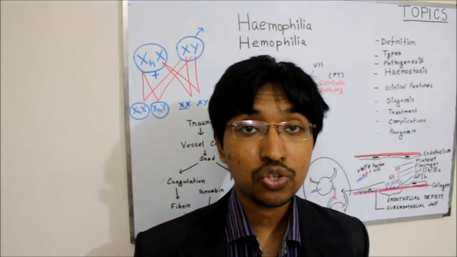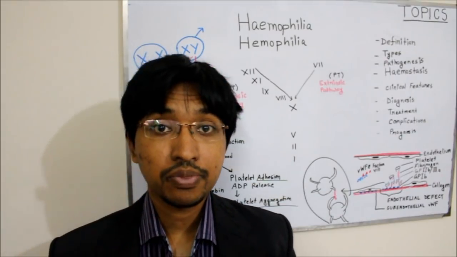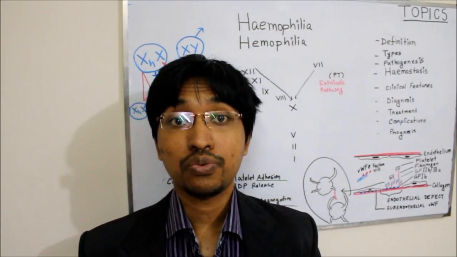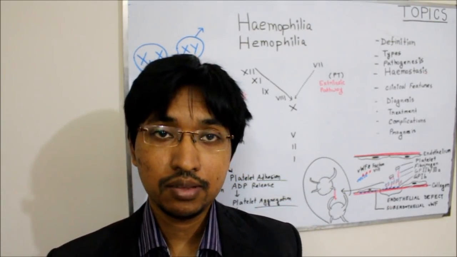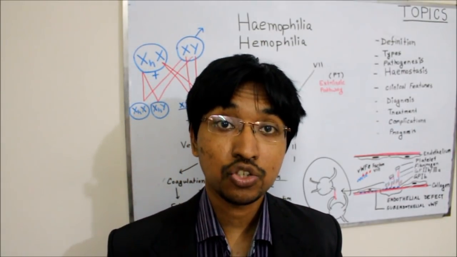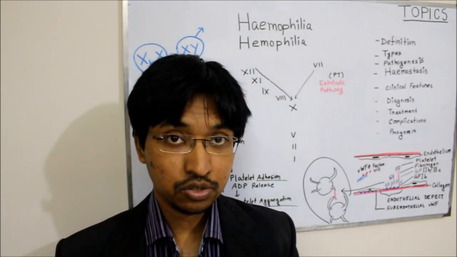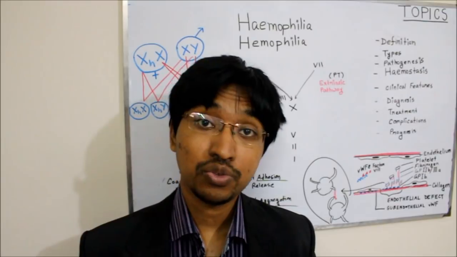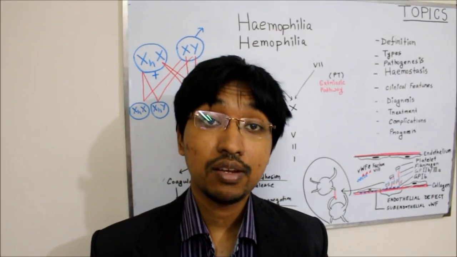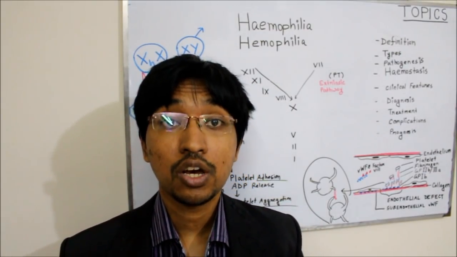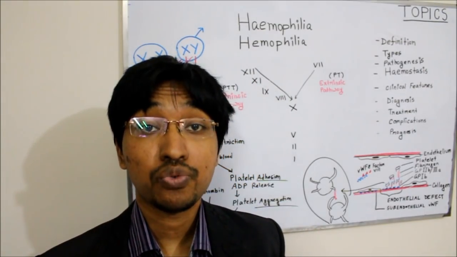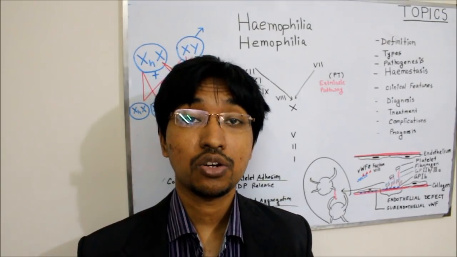Say for example, in case of hemophilia A, if the level of clotting factor 8 is below 1% of that of the normal level, then there will be severe hemophilia. If the level of factor 8 is between 2% to 5% of the normal level, then there will be moderate hemophilia. And if the level is between 6% to 50% of the normal level of factor 8, then that will result in a mild form of hemophilia. So always keep that in your mind too.